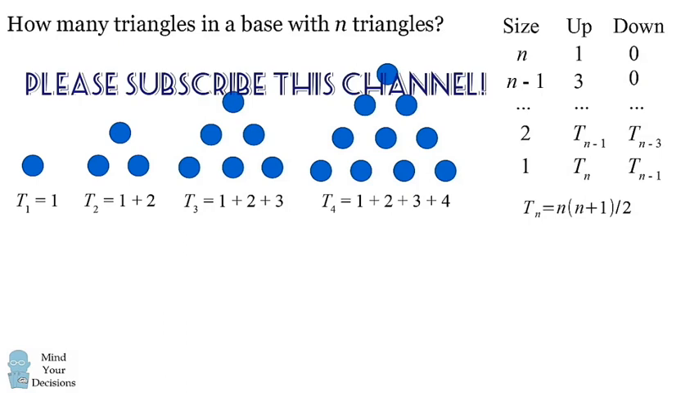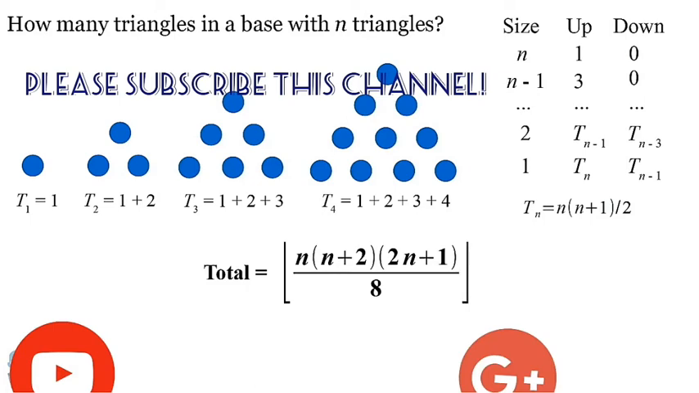So now we figured out a pattern and how to count the number of triangles of each size, and we have a formula for the triangular numbers, equal to n times n plus 1 over 2. So this is actually going to vary whether n is even or n is odd, but there's a nice way you can summarize this if you add up all these numbers. The total number of triangles is going to be n times n plus 2 times 2n plus 1 all over 8 rounded down.